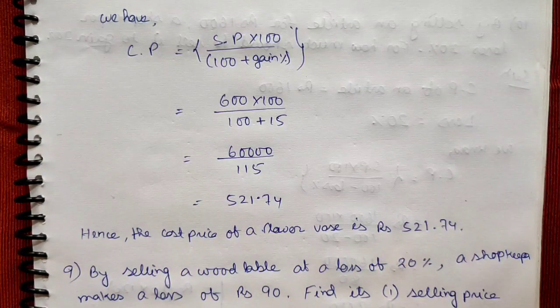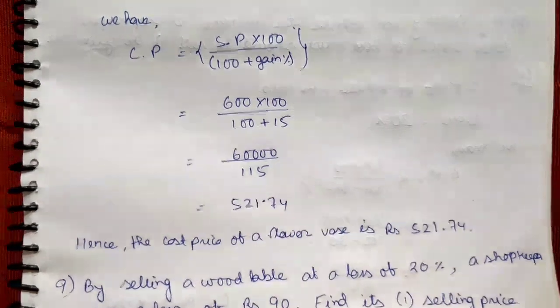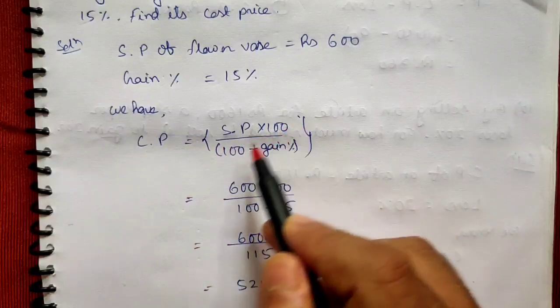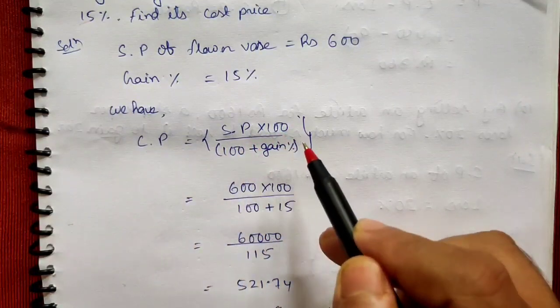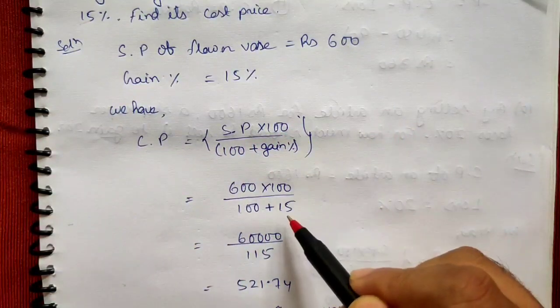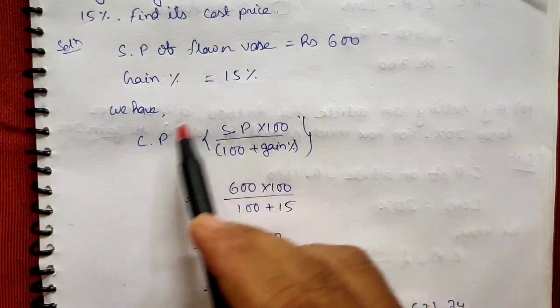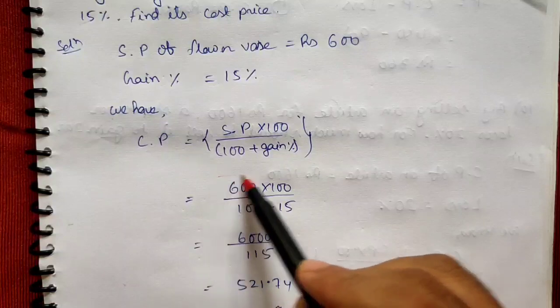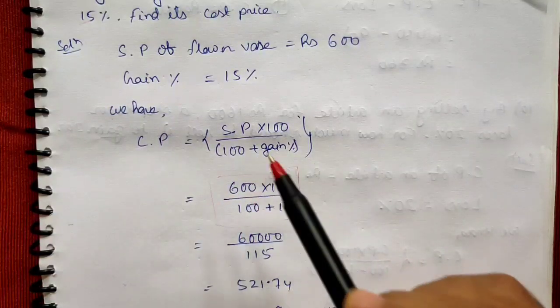Okay. So here what we have done, we have to know this law, isn't it? If we don't know this law, that is CP equals SP into 100 divided by 100 plus gain percent, we can't proceed. If you don't know this law, you will say how you have put the value like this, isn't it? You have to know this law.